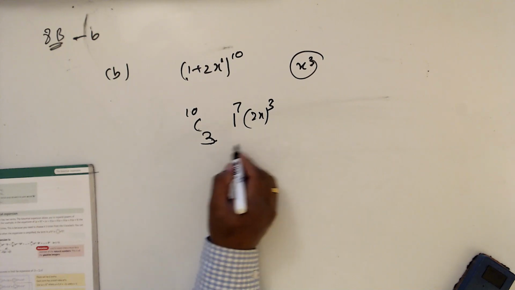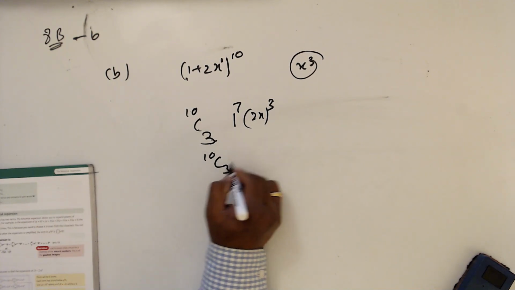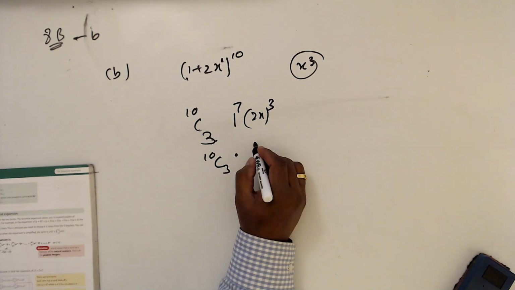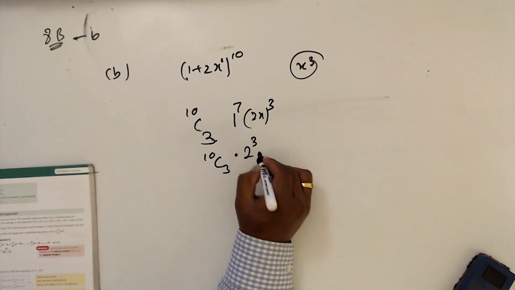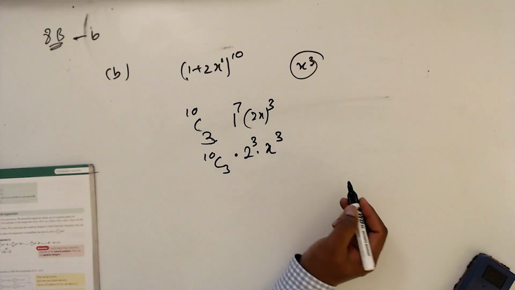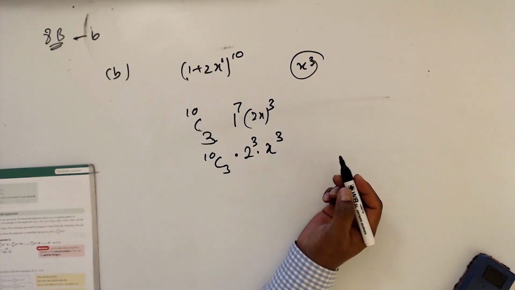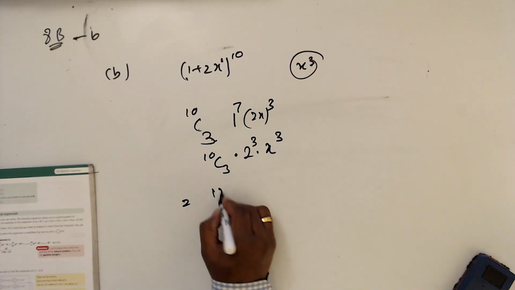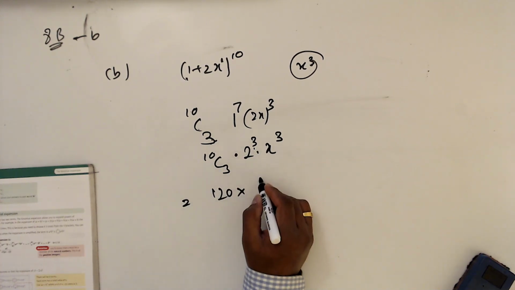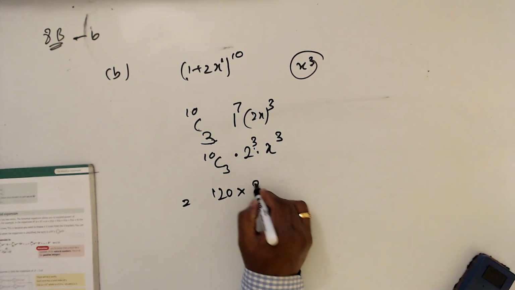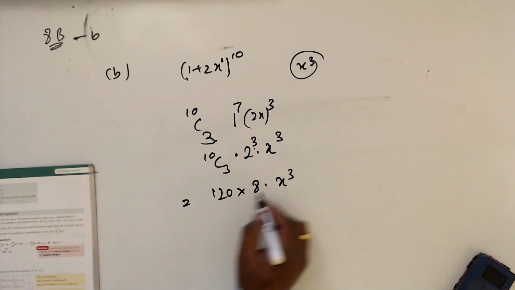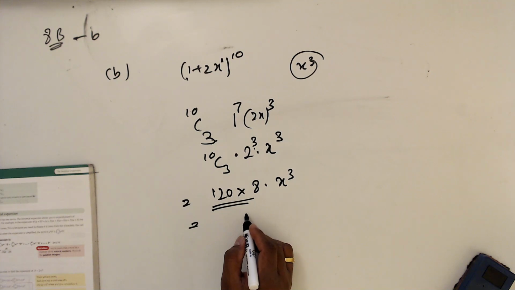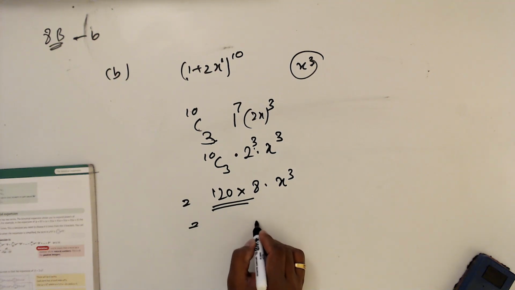Now 10C3 times this is going to be 2 cubed x cubed. 1 to the power 7 is 1. 10C3 we already found out is 120 times this. This is going to be 2 cubed, 8, times x cubed. So then this is the coefficient, 120 times 8. So 8 times 0 is 0.